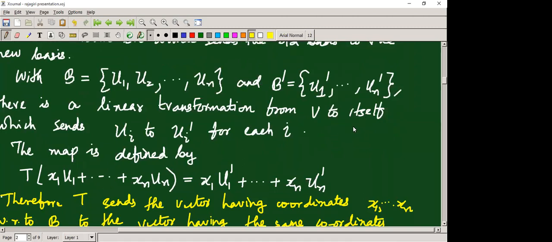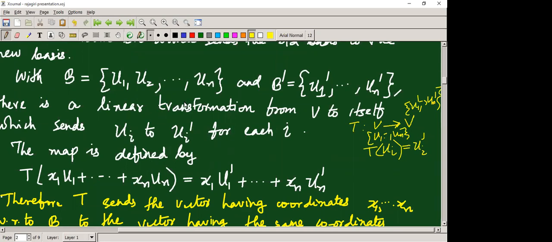In the study of linear transformations, you have seen that if T is a linear transformation from a finite dimensional vector space to another vector space, here we are taking T from V to V. This is the basis U1, U2, ..., UN, and this is U1 dash, U2 dash, ..., UN dash. There are many linear transformations from V to V. One such linear transformation is you define T such that T of Ui is equal to Ui dash.